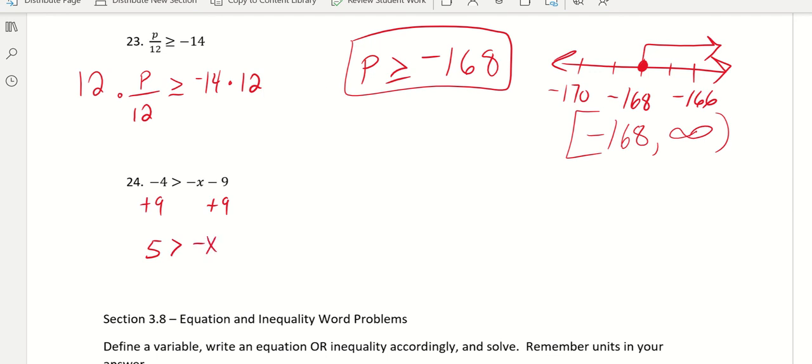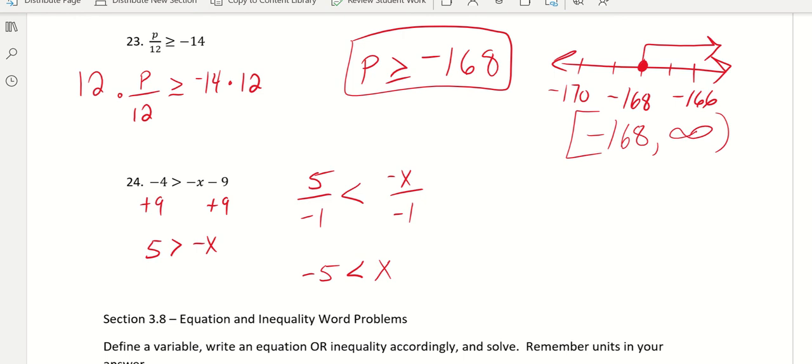Okay. Remember earlier where we said what's the coefficient of negative x? It's going to be negative 1, right? So we're going to take our 5 and our negative x, and we're going to divide by negative 1. Notice we're dividing by a negative on both sides. When we do that, we have to flip our sign. 5 divided by negative 1 is negative 5. Is less than negative x divided by negative 1, which is positive x.